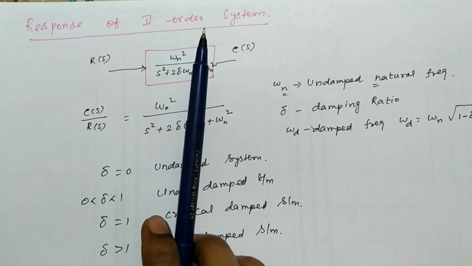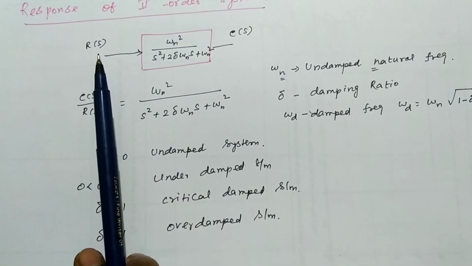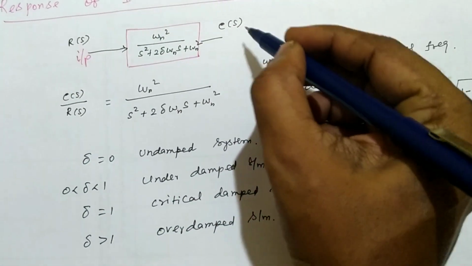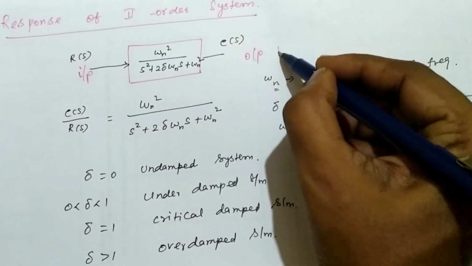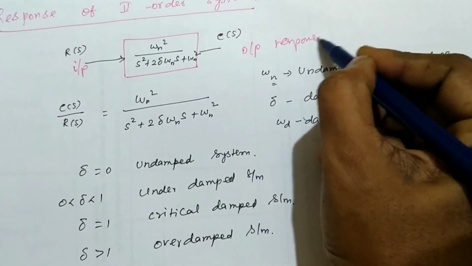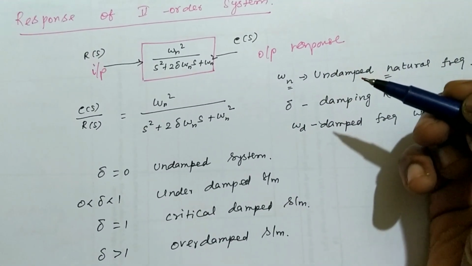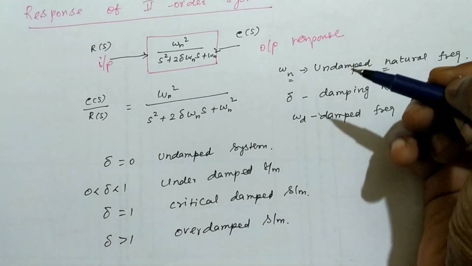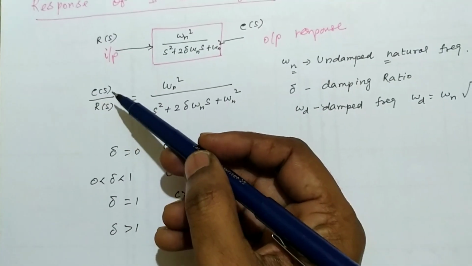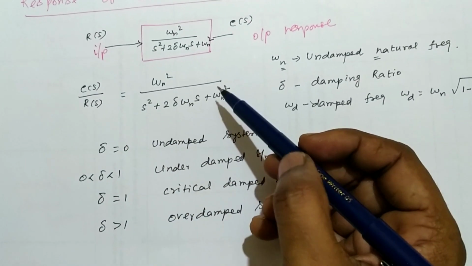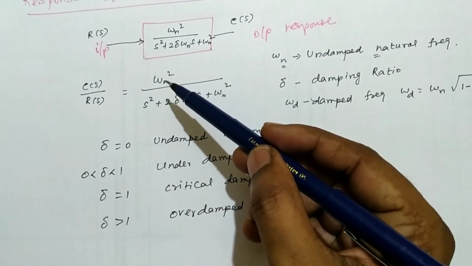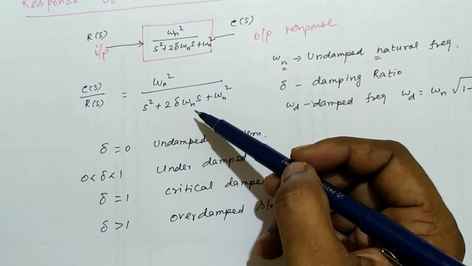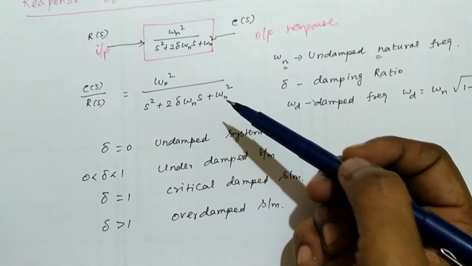Response of second order system. R of s is the input and C of s is the output, otherwise called the response. This output by input is called the standard transfer function of a second order system: omega n square over s square plus 2 delta omega n s plus omega n square.